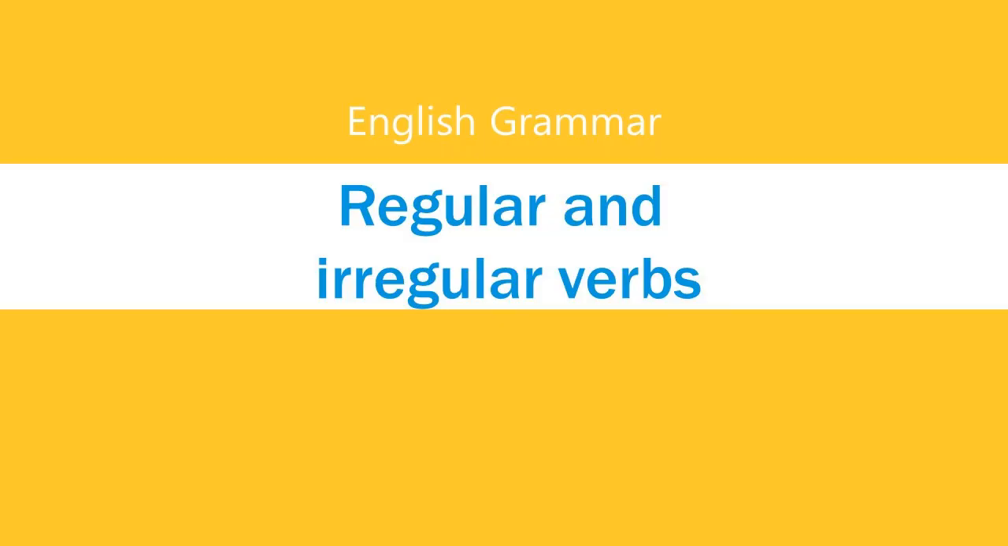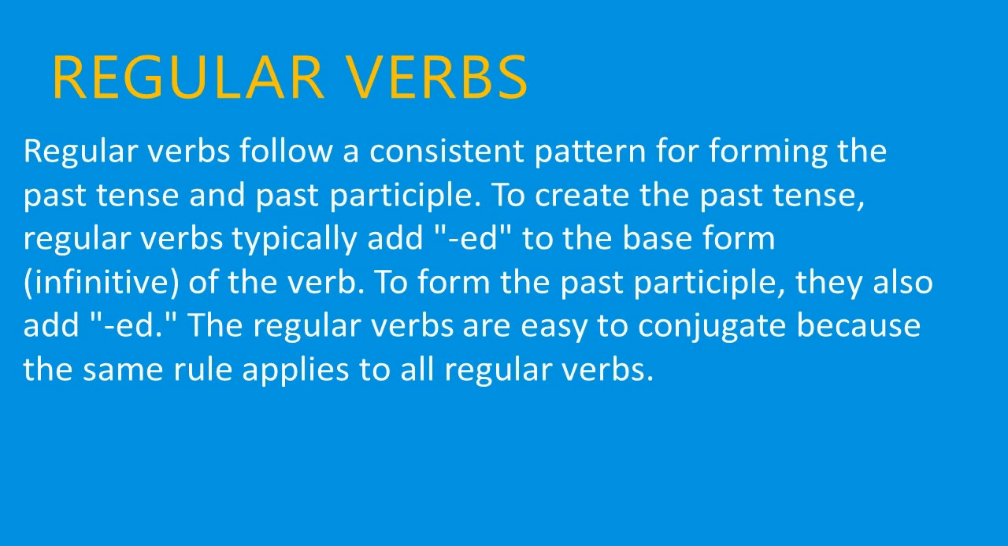Regular and irregular verbs are two categories of verbs based on their patterns of forming the past tense and past participle. Let's expand on each type. Regular verbs follow a consistent pattern for forming the past tense and past participle. To create the past tense, regular verbs typically add -ed to the base form, the infinitive, of the verb. To form the past participle, they also add -ed. Regular verbs are easy to conjugate because the same rule applies to all of them.